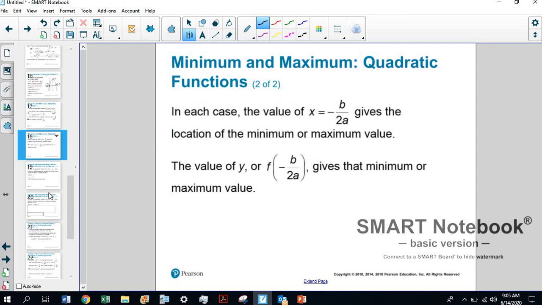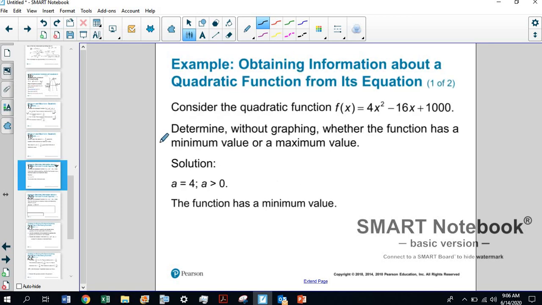So in each case, the vertex, when x equals negative b over 2a, gives you the location of the minimum or maximum value. Obviously, if you're not in general form, if you're in standard form, then you just find h, k right off of it, right? But we're talking about usually they're given to us in the general form. So for example, the function 4x squared minus 16x plus 1,000, okay? A is equal to 4, so you open up because you're positive, so the function has a minimum value.